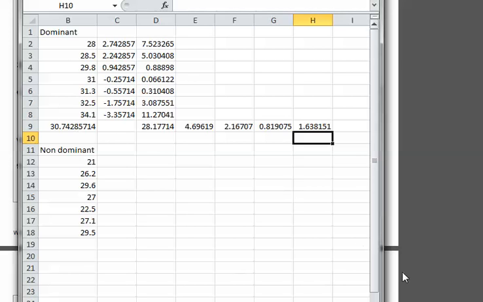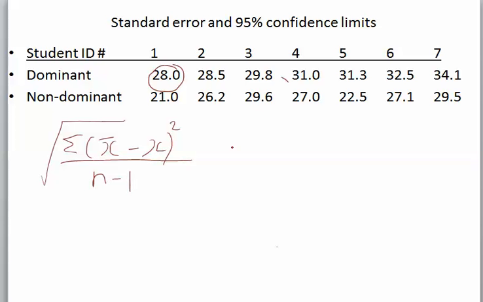But I would just write it so it's, I'll show you now. So I'd write my answer for dominant hand as 30.74, which is the mean, plus or minus 1.64, which is the 95% confidence limits.